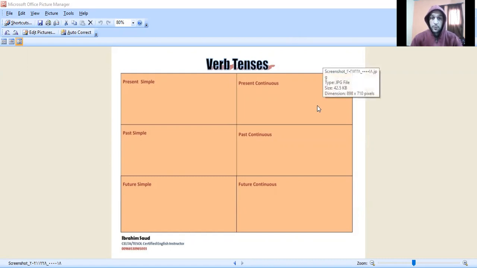Today I'm going to talk about the 12 verb tenses. As you know, we have 3 main verb tenses and 4 aspects for each one. We have the past, the present, and the future. And we have 4 aspects for each one. We have simple, progressive, perfect, and perfect progressive. So we have 12 verb tenses. Let's start with the present simple.